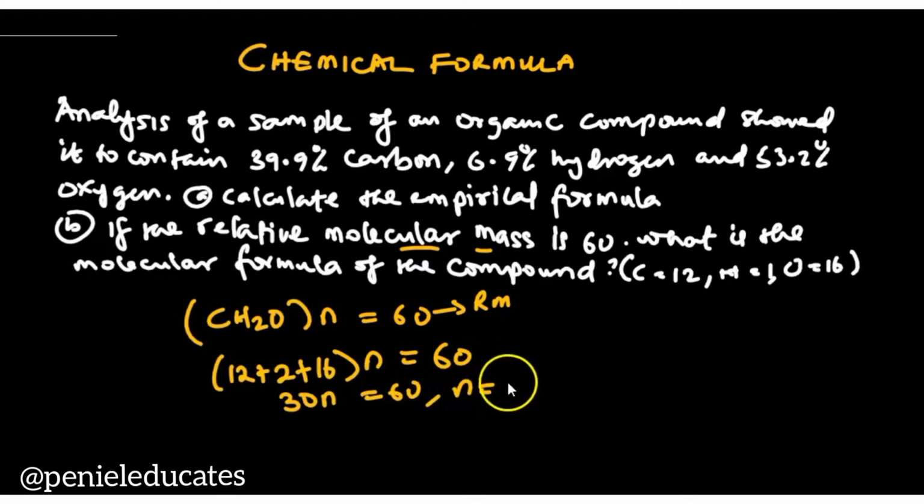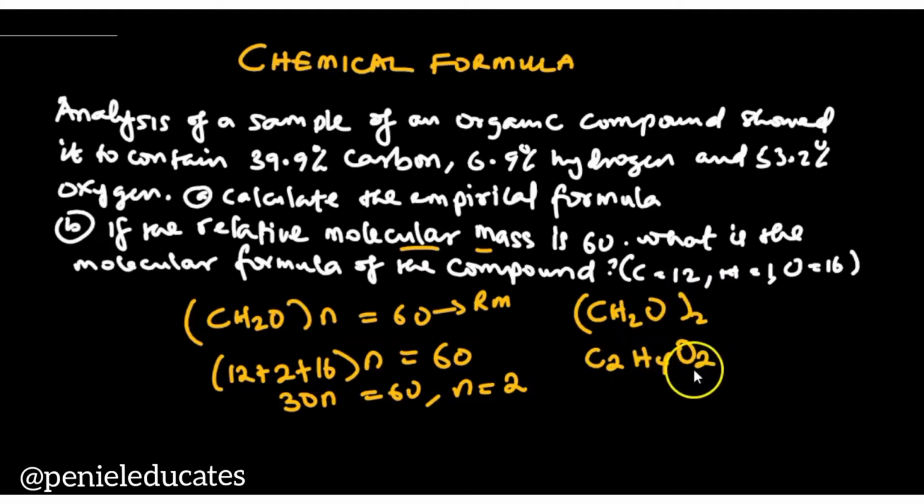So our N will be 2. That means the formula is CH2O into 2, which is going to give us C2H4O2. This is our molecular formula. So we have calculated. Alright, so let us look at a further example.